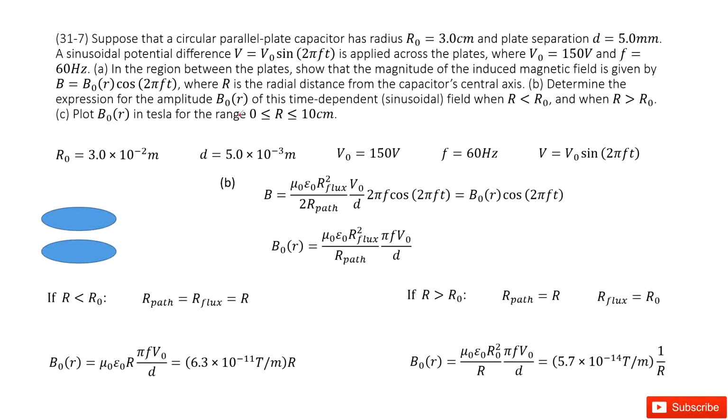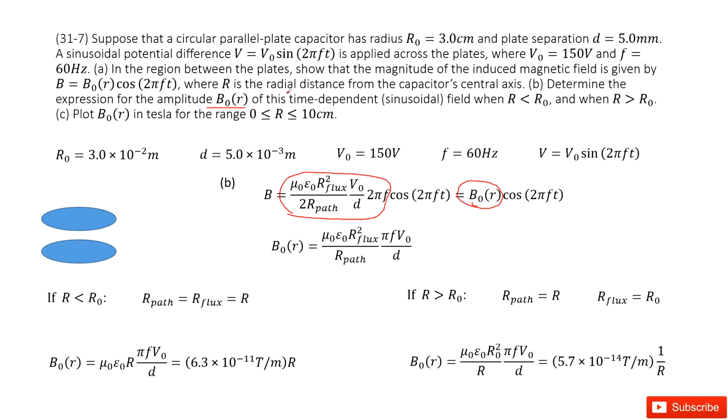Now in part b, we need to determine the expression for B0 of r. From this part we can consider this term as B0 of r, right? So we can simplify it. The 2 and 2 cancel, so we put pi upside. So it becomes pi f V0 divided by d, and this term comes back there.